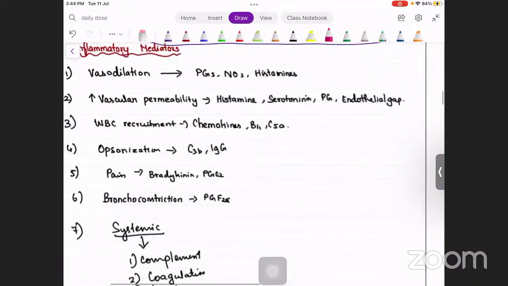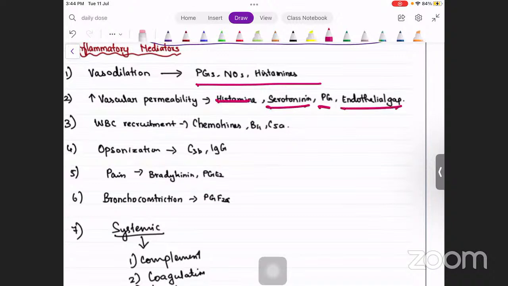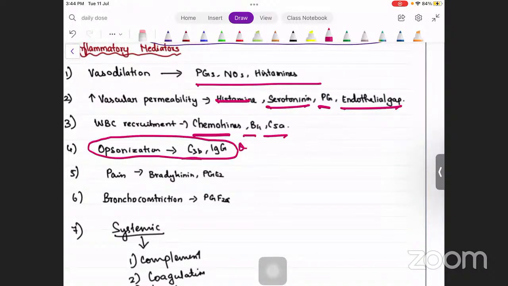So next are the inflammatory mediators. What are the inflammatory mediators we have? One is vasodilation. Vasodilation is mediated by prostaglandin, nitric oxide, and histamine. And vascular permeability is increased by histamine, serotonin, prostaglandin, and the endothelial gap. WBC recruitment is done by chemokines, LTB4 and C5a. And opsonization is done by C3b and IgG. Very important MCQ. Opsonization is done by C3b and IgG.